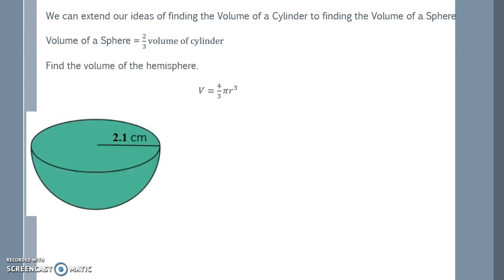Find the volume of the hemisphere. Well, a hemisphere is half the volume of a sphere. So therefore, the volume of a sphere is 4/3 pi r cubed. We want half of that, so half of 4/3 pi r cubed, giving us 2/3 pi r cubed as our formula. Plugging in 3.14 for pi and 2.1 for radius, we see that this would be 19 4/10 centimeters cubed.